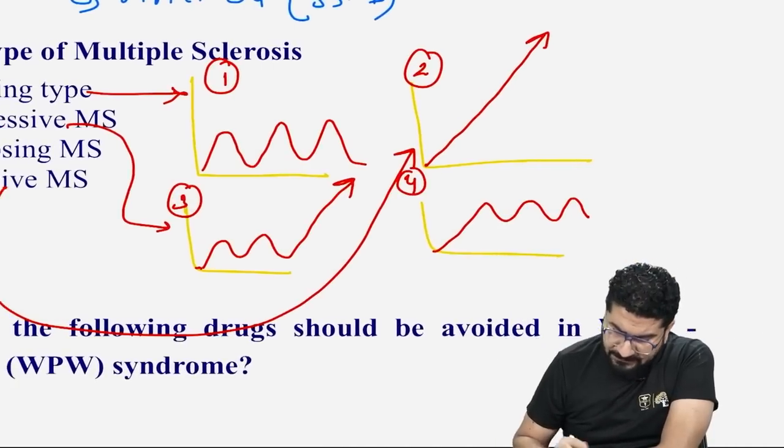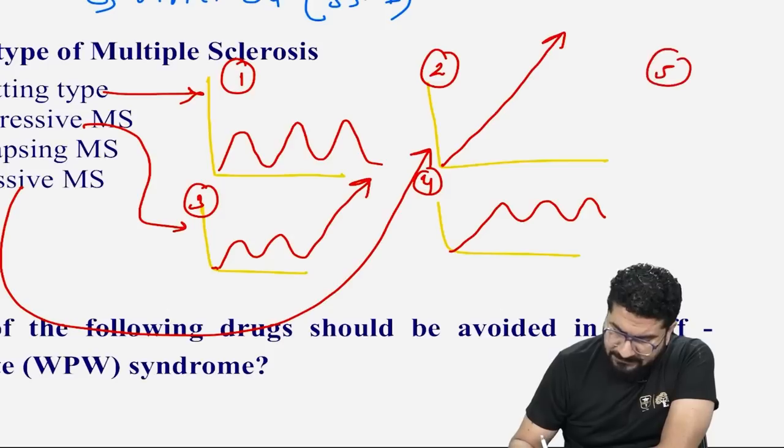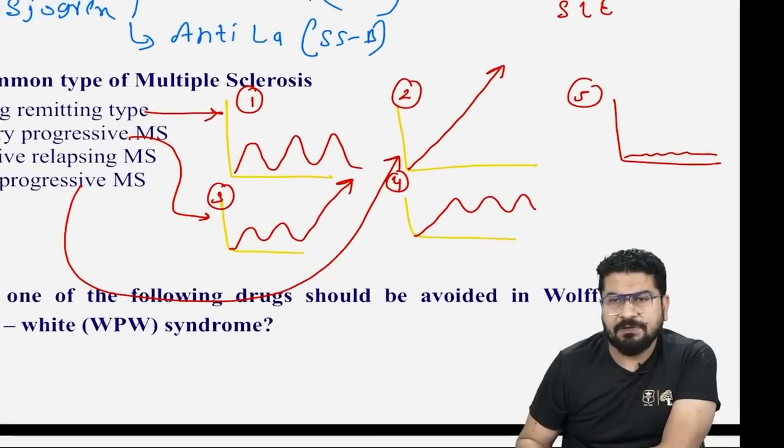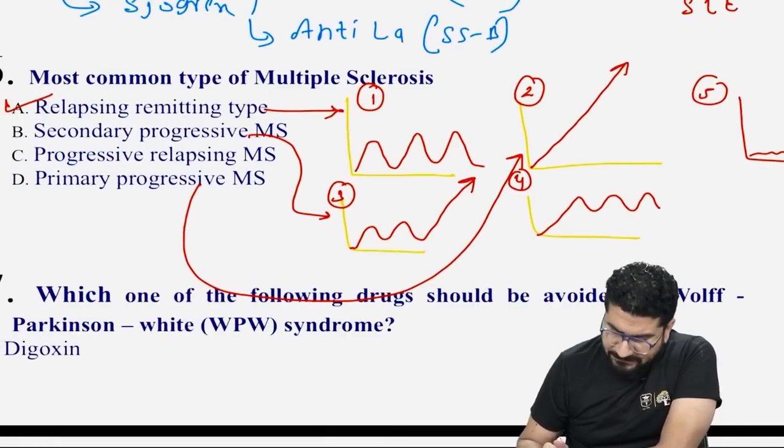Sometimes you will see a fifth type. The fifth type, we call this a very low grade. So the patient will have only low grade symptoms, minimal symptoms. We call this benign type. This is the fifth type. So just let me label these.